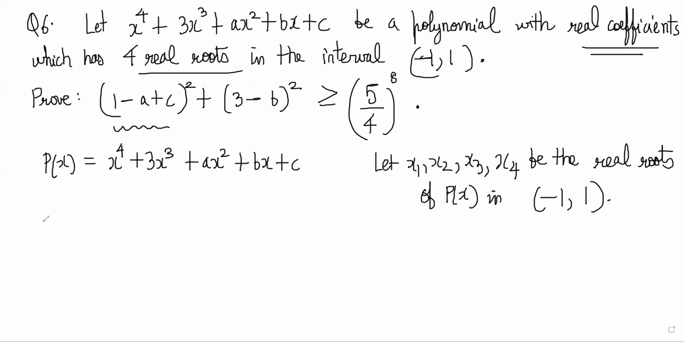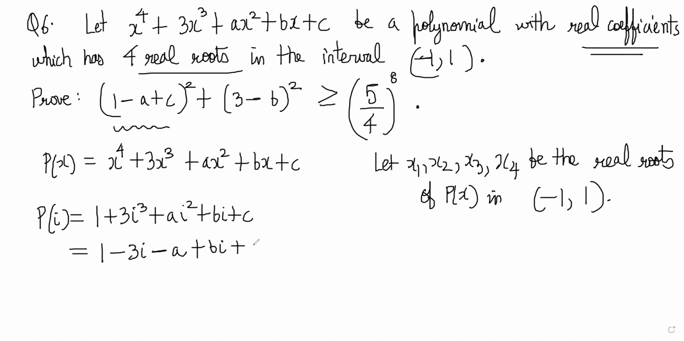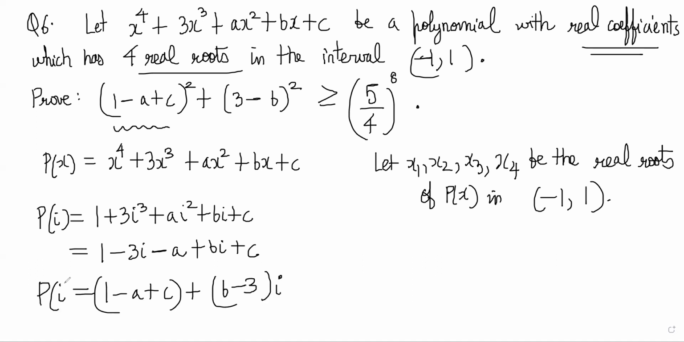So think about it. What is p of I? P of I is basically 1 plus 3i cube plus ai square plus bi plus c. So that is equal to 1 minus 3i minus a plus bi plus c. And that can be written as 1 minus a plus c plus b minus 3 times I. Right? This is p of I. Now notice that as soon as you did p of I, you are getting terms like 1 minus a plus c and b minus 3.